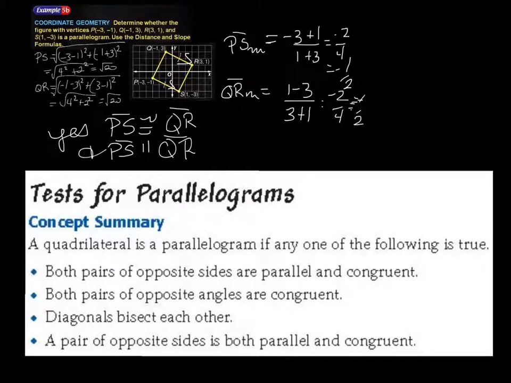So third time around, here's another summary of the test for parallelograms. Obviously, by definition, if both pairs of sides are parallel, and then our theorems were both pairs of opposite sides are parallel and congruent, both pairs of opposite angles are congruent, diagonals bisect each other, or a pair of opposite sides is both parallel and congruent.